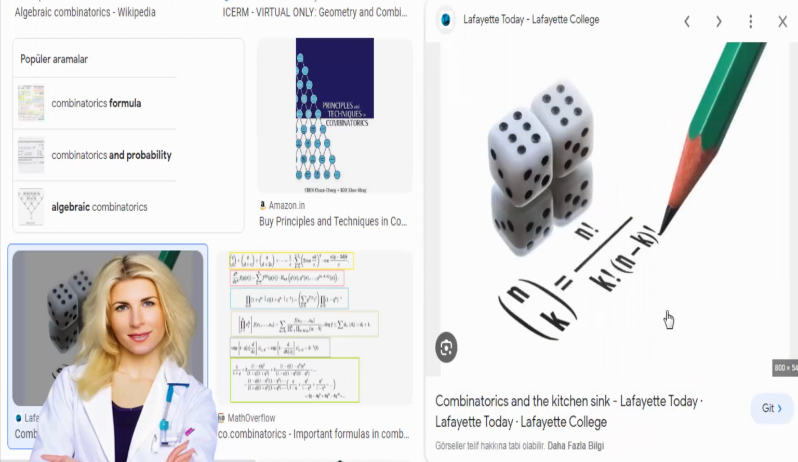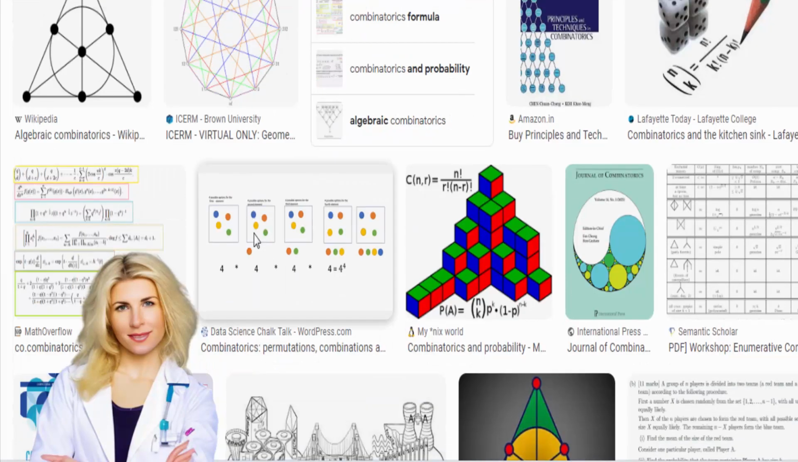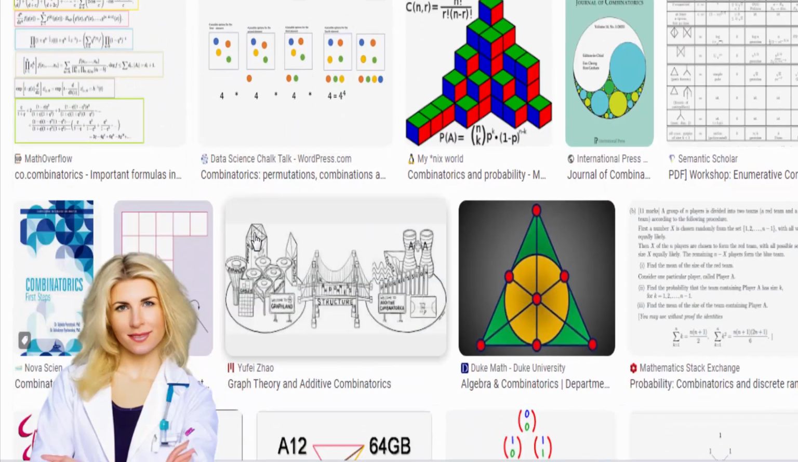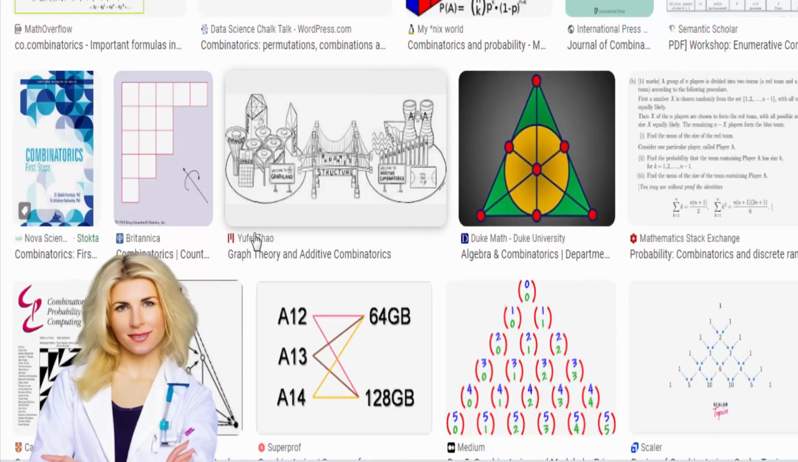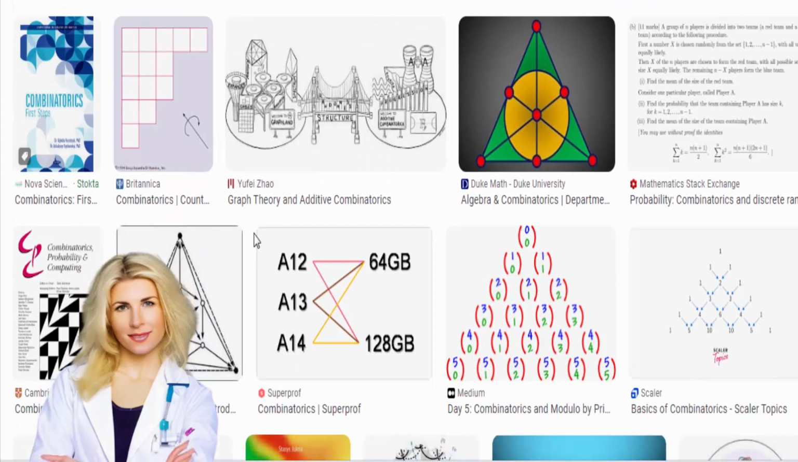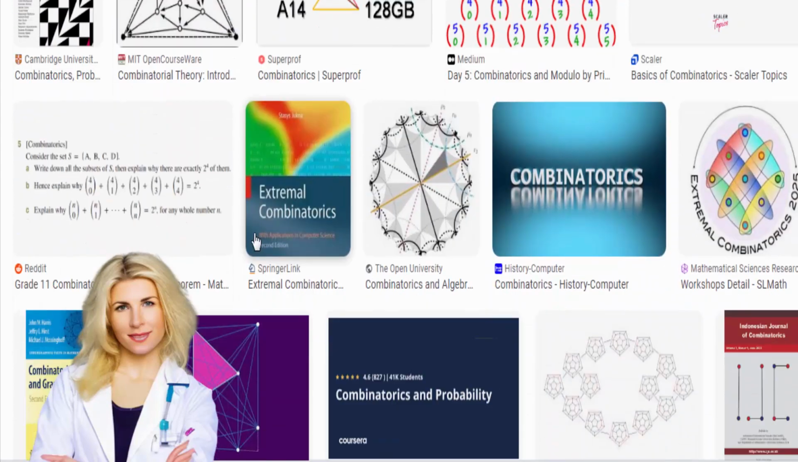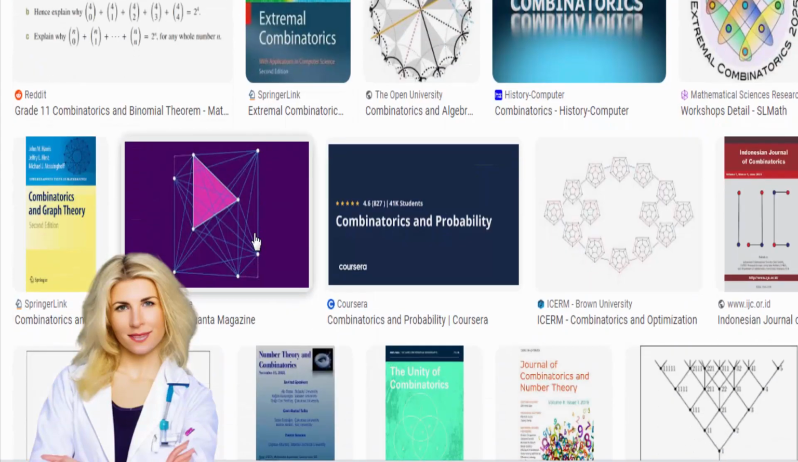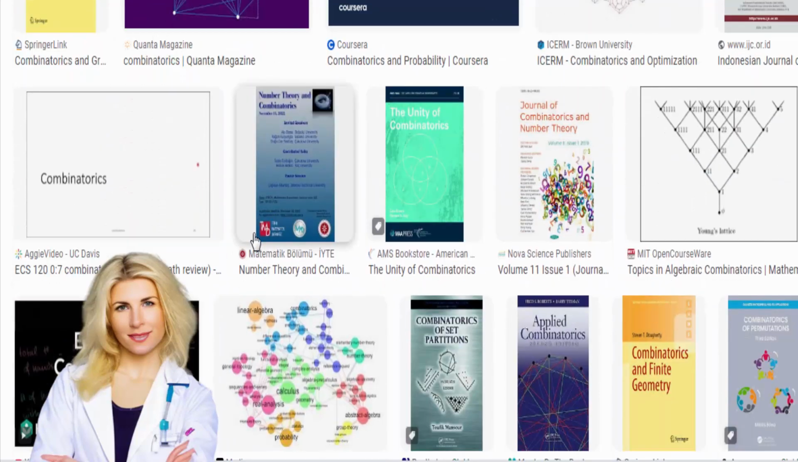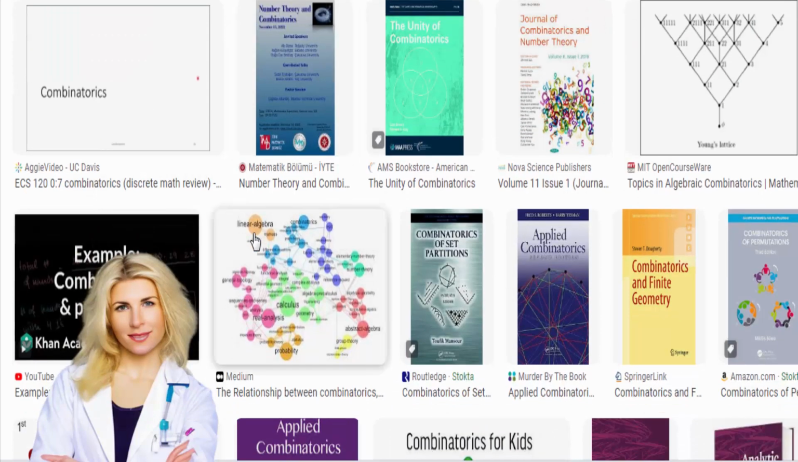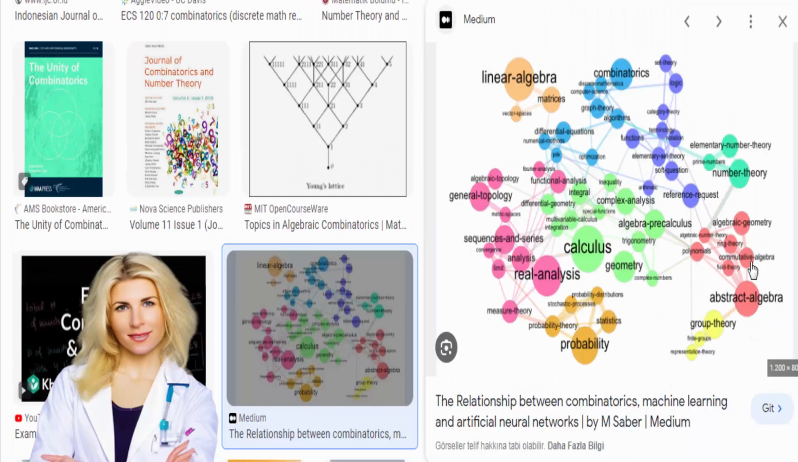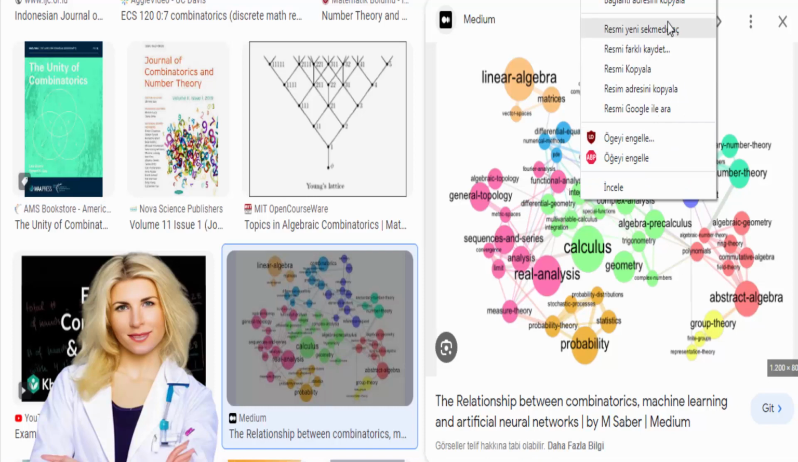Combinations. Combinations are selections of objects without regard to their order. The number of ways to choose k objects from a set of n objects is represented as n choose k, often denoted as C(n, k), or simply as binomial coefficients. Binomial theorem. The binomial theorem describes the expansion of (a plus b) to the power n and is fundamental in algebra. It is also closely related to binomial coefficients.